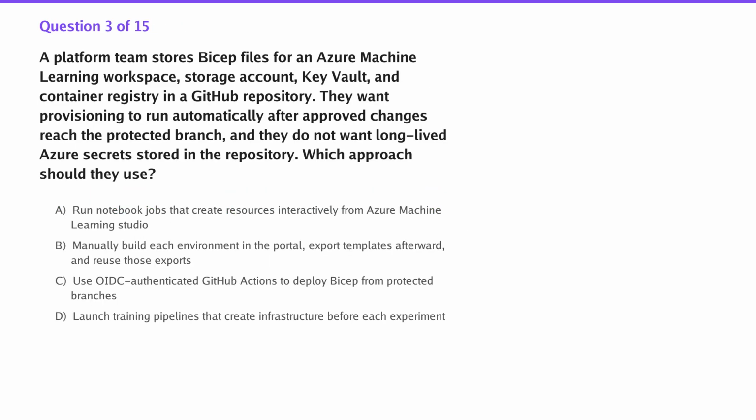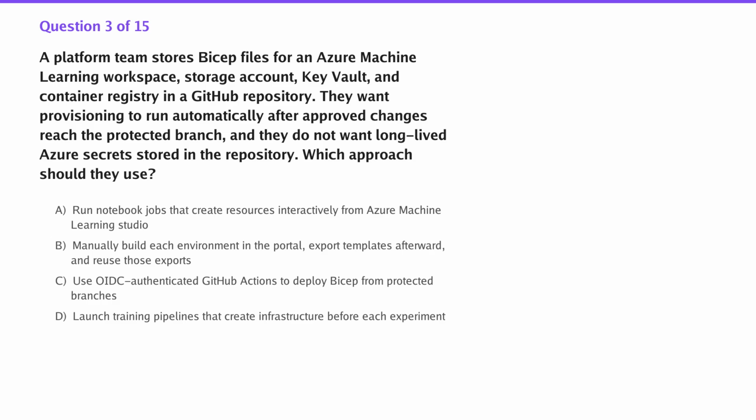A platform team stores Bicep files for an Azure Machine Learning workspace, storage account, key vault, and container registry in a GitHub repository. They want provisioning to run automatically after approved changes reach the protected branch, and they do not want long-lived Azure secrets stored in the repository. Which approach should they use?